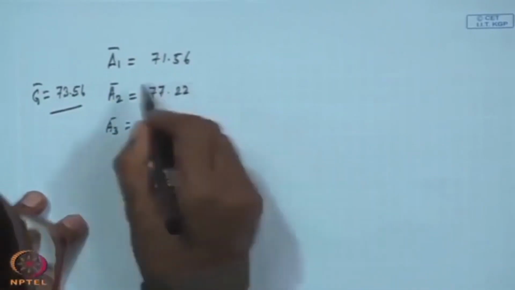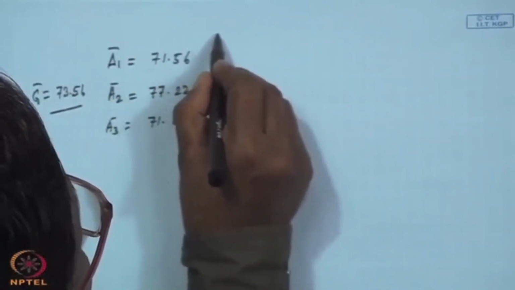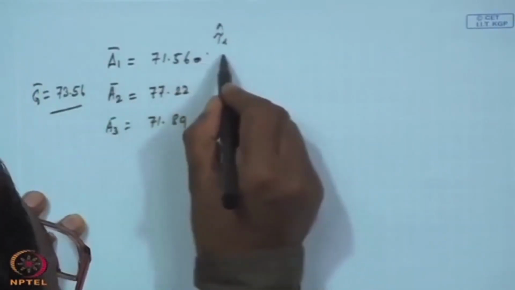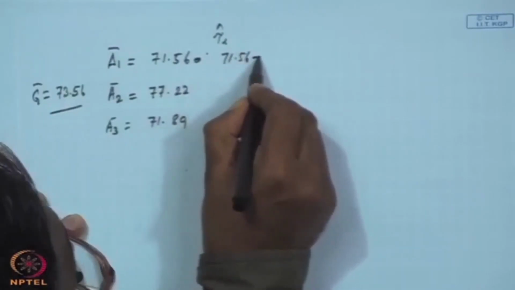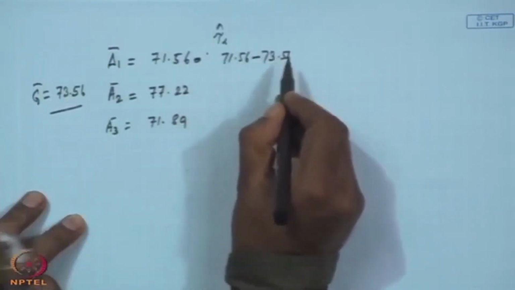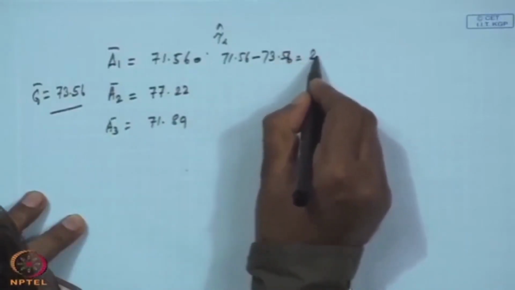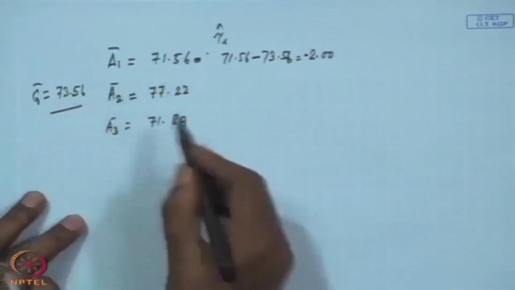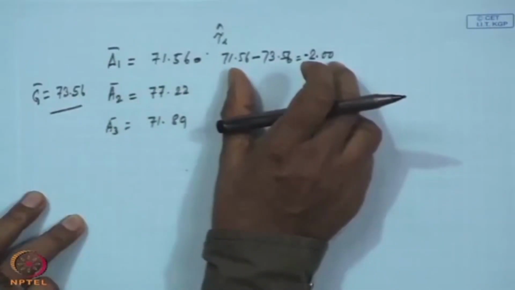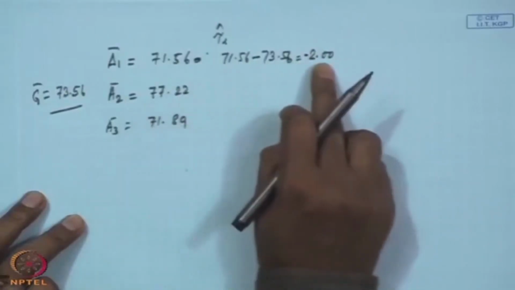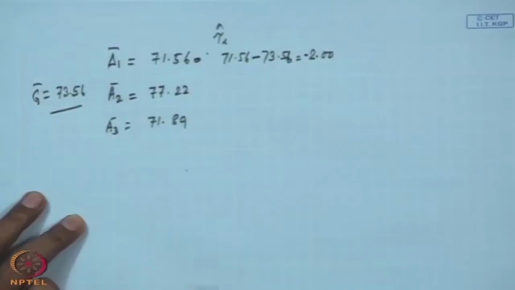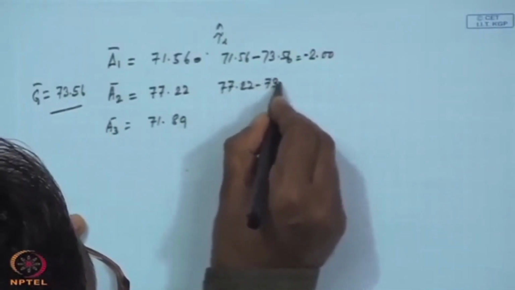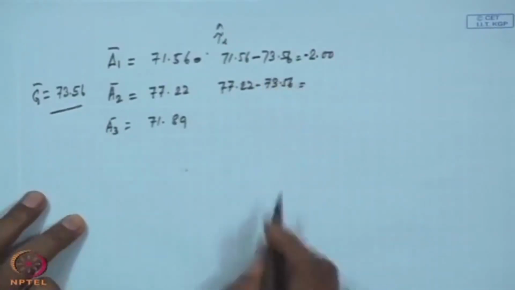Suppose you are interested in finding tau_L. Then what you will do is take 71.56 minus 73.56. What will be the value? This will be minus 2. So, what does it mean? That the A1 effect, the department 1 effect, is minus 2, with respect to the average we are talking about. Then the second one will be 77.22 minus 73.56. What will be the value here?